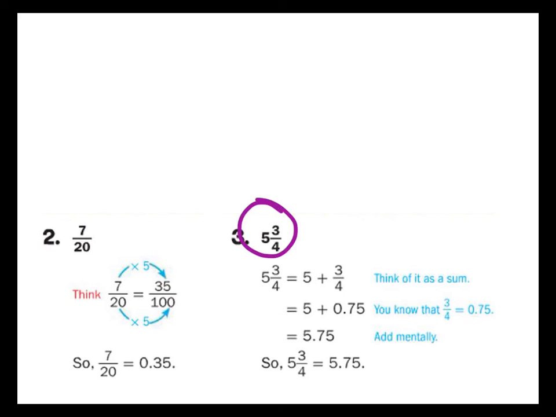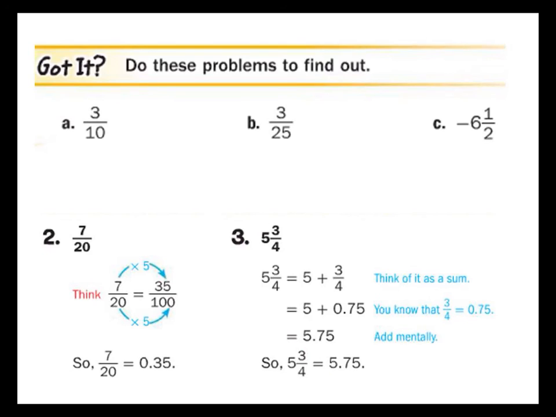All right, here's another example. We've got the mixed number. Notice the whole number is just the whole number, so it stays there the whole time. Okay? All right, try these examples. What did you guys get for A? 0.3. Yeah, 0.3. That is correct.